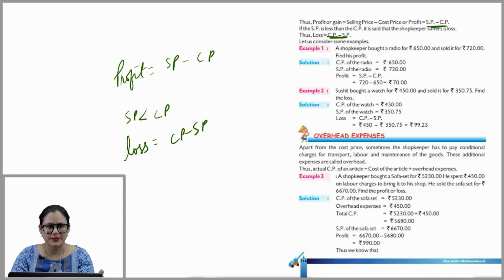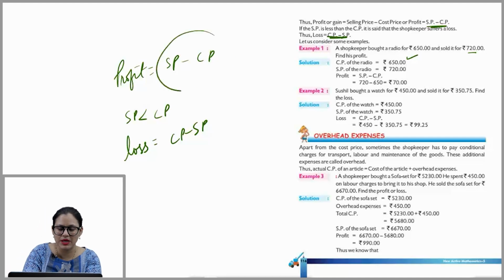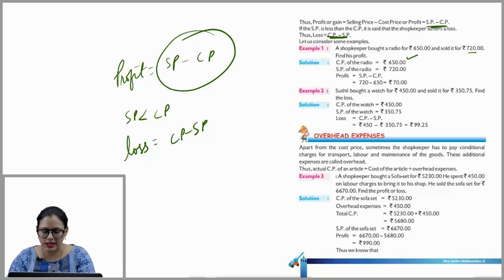Let us consider some examples. Example 1. A shopkeeper bought a radio for 650 rupees and sold it for rupees 720. Find his profit. Okay. See, this is the CP, cost price at which he bought it, and 720 is the selling price, the price at which he sold it. So, clearly we can see that there is profit because he bought at the price of 650 and he sold at rupees 720. So, we have to find out the profit. What is the formula of profit? SP minus CP. Okay. So, we will subtract 650 from 720 rupees. So, he made a profit of 70 rupees.